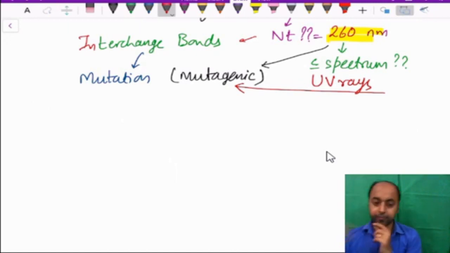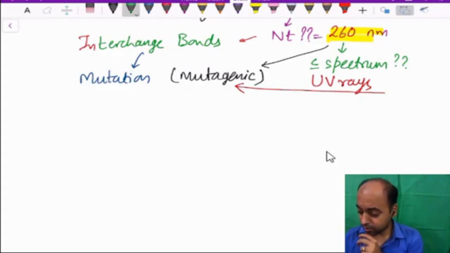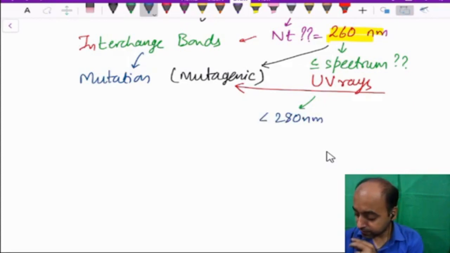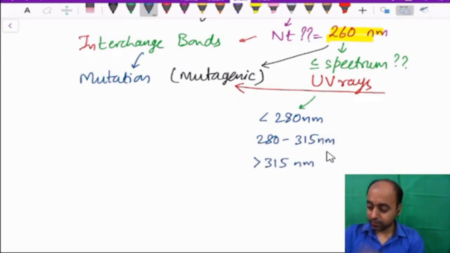Now, one very important question which will be asked: the UV rays are further subdivided into three groups: less than 280 nanometer, 280 to 315 nanometer, and greater than 315 nanometer.